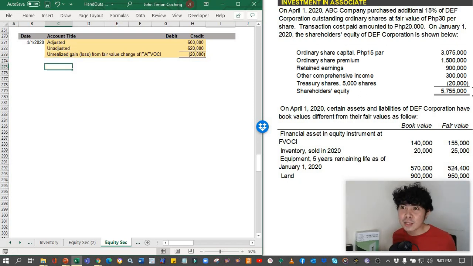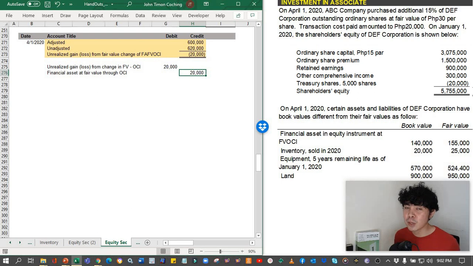So, ngayon, entradahan muna natin yan. From 620,000, gawin natin siyang 600,000 pesos. So, ang entrada natin would be debit, unrealized gain or loss from change in FVOCI. Siyempre, yan ay loss kasi debit yan na 20,000 pesos. Then, credit tayo ng financial asset at fair value through other comprehensive income na 20,000 pesos para mabawasan siya at siya ay maging 600,000 pesos.